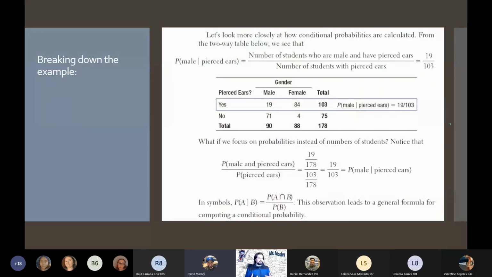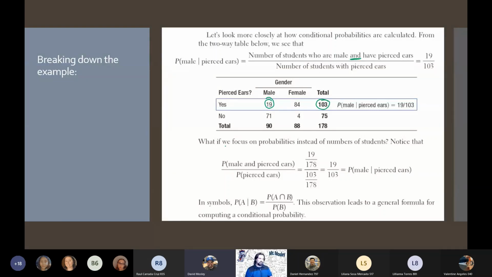Then, as a backtrack to go back into the new notation, this looks at the work that we already did and the math behind what we did. For the example, we have the probability that a student is male given that we know the student has pierced ears. Right? That is the fraction: the number of students who are male and have pierced ears, so we have an "and" statement at work here. That's 19, the intersection, divided by the number of students with pierced ears, the 103. And that's obviously what we found.